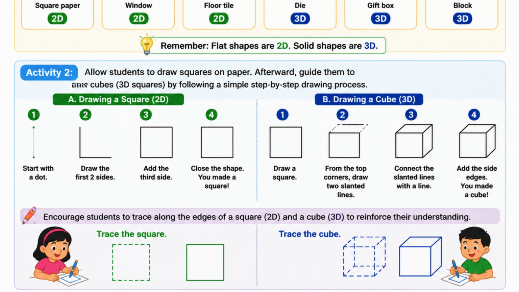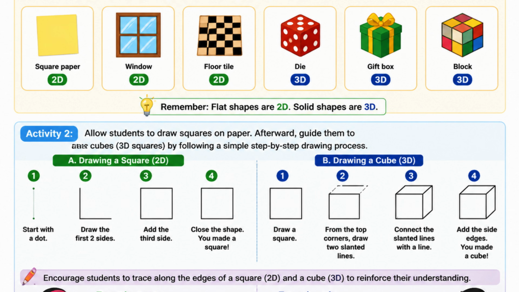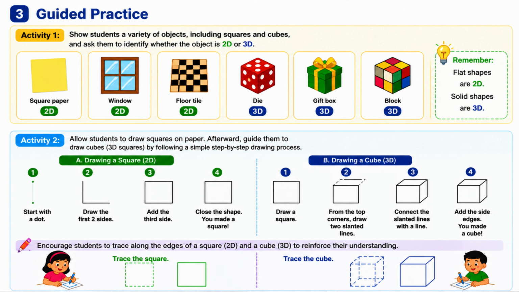The next part is the guided practice. We have 2 activities here. Activity 1: show students a variety of objects, including squares and cubes, and ask them to identify whether the object is 2D or 3D. Activity 2: allow students to draw squares on paper. Afterward, guide them to draw cubes, 3D squares, by following a simple step-by-step drawing process. Encourage them to trace along the edges of a square, 2D, and a cube, 3D, to reinforce their understanding.